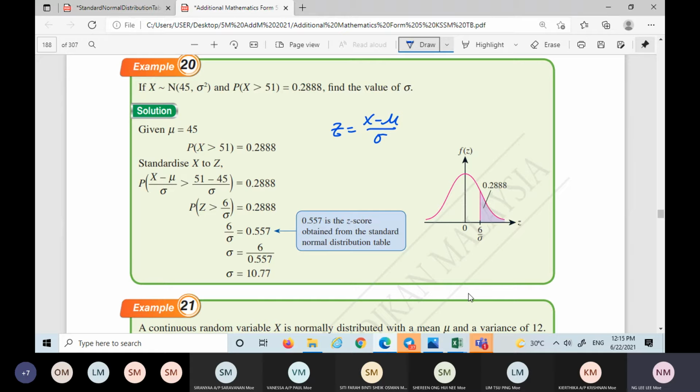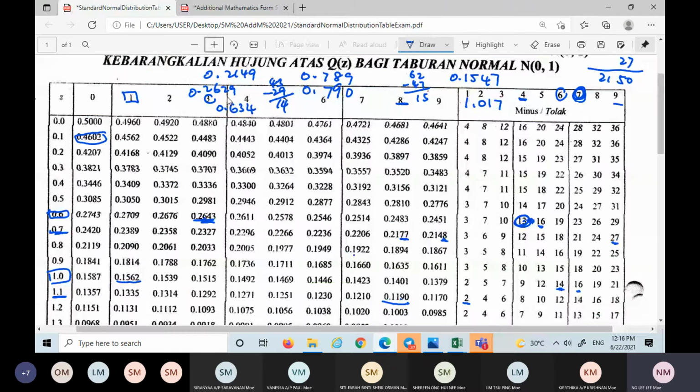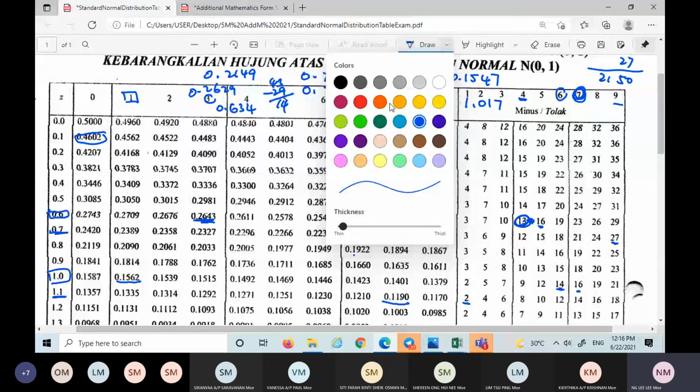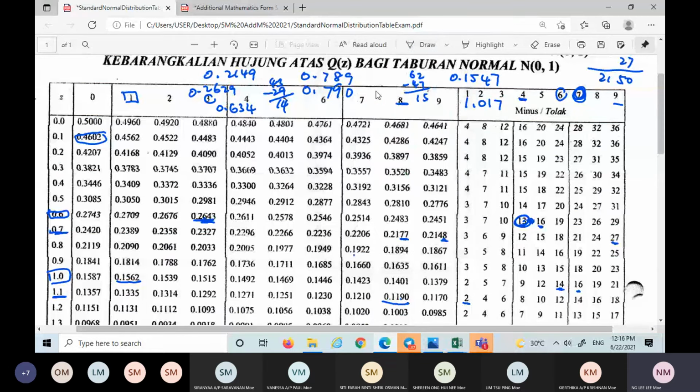Bigger than means the area you shade is on the right hand of the 6 over sigma. Then you label the area as 0.2888. So this is the right tail. Area given, so you read inside out. So 0.2888, we go back to the table. I change to another color.